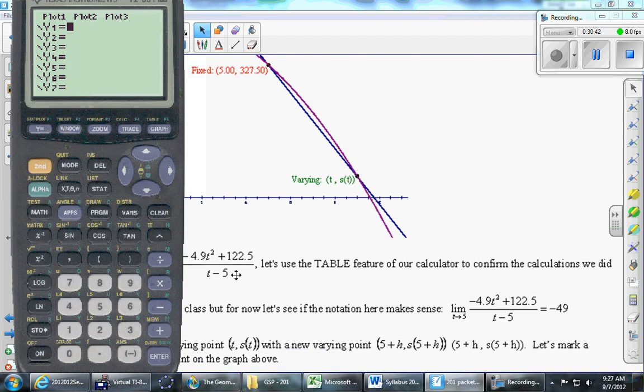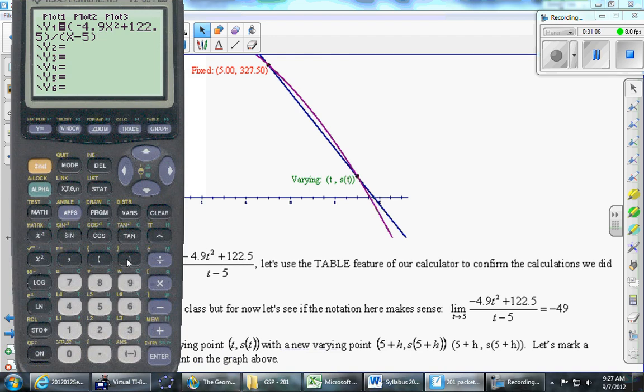I'm typing this thing into my y equals. Don't forget parentheses upstairs. Negative 4.9 t squared. I don't have a t, I have an x. Plus 122.5. What comes next? Parentheses divided by what comes next? Parentheses. I don't have t, I have x minus 5. So I'm typing this into the y equals.